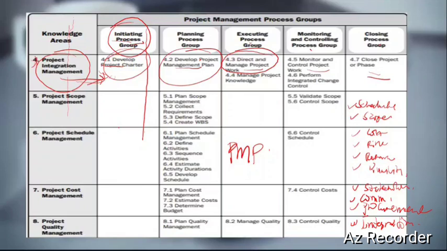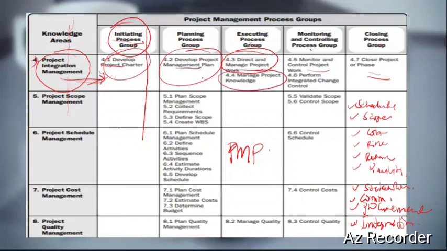So it's talking about all the work. Remember, I said every process under integration management seeks to touch every part of the project. So direct and manage project work is touching every part of the project. Okay, it's showing us the work that we have to do, all the work. Now we come to manage project knowledge.